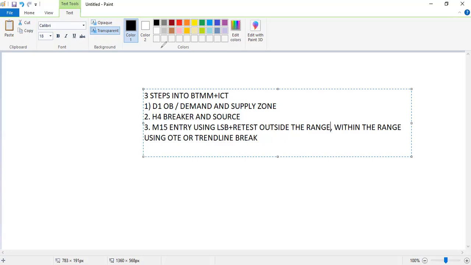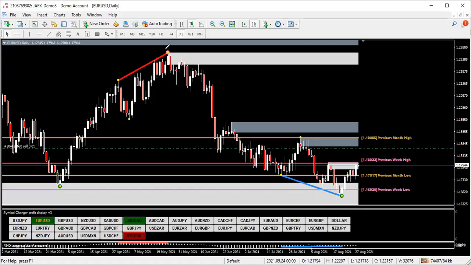Now let me go back to this chart. If you look here, this is a demand zone, and this is a demand zone here. So on H4, price was anchored on the daily time frame. Look at it. This is D1, this is H4, and this is M50. Like I said, we anchor our breaker and source on a daily time frame demand and supply zone or order block. A bearish order block is the last bullish candle that's responsible for that one move. So this is a bearish order block, or you call it a supply zone. Does that make sense to you?